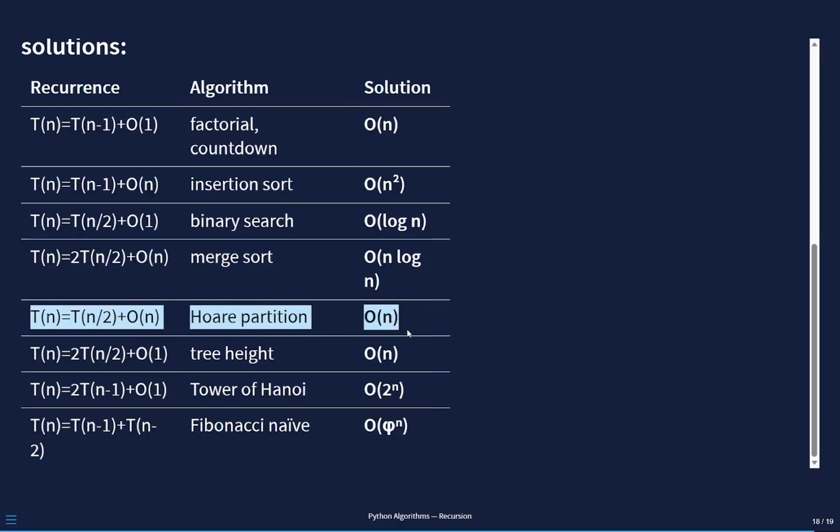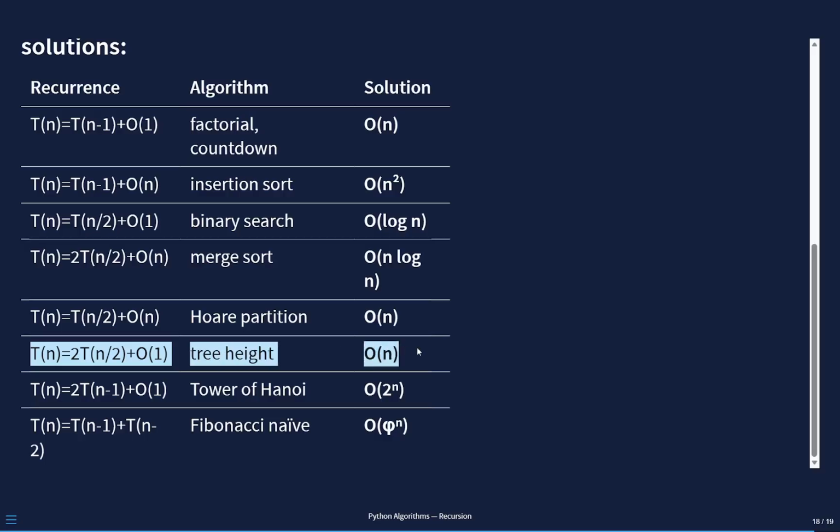T(n) equals 2T(n-1) plus O(1): Tower of Hanoi gives O(2^n). T(n) equals T(n-1) plus T(n-2): naive Fibonacci gives O(phi^n), the golden ratio to the n.